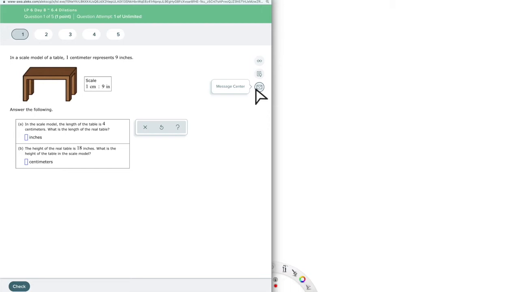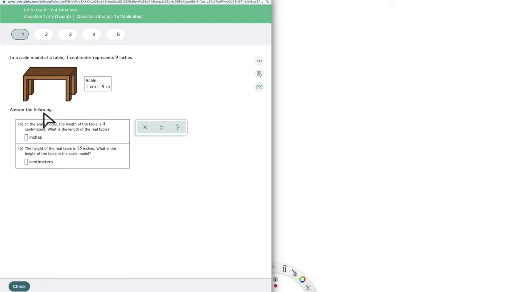It just moves. Now with dilations, this isn't rigid anymore. With this, we're going to change the size of the shape. So with this one, we have a scale model of a table, and 1 centimeter represents 9 inches. So here's the scale model of a table. It's kind of like a little dollhouse table. It's a very teeny tiny table with 1 centimeter. And every centimeter on this little tiny table represents 9 inches in the real world or on the real table. So this is telling us this is the scale we're going to use.